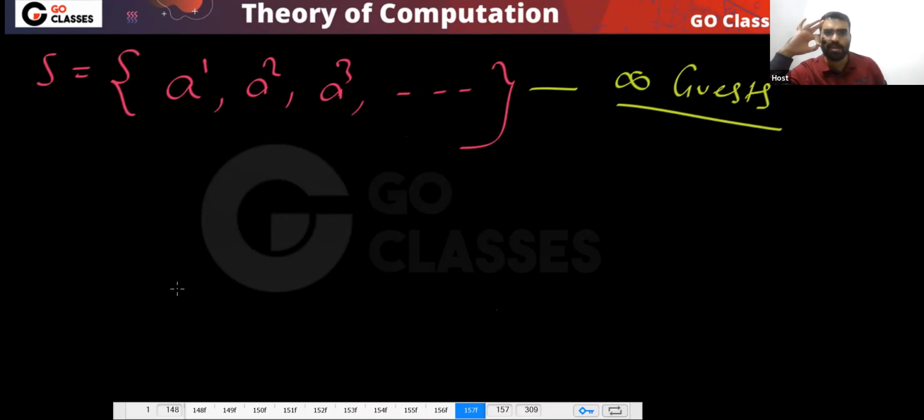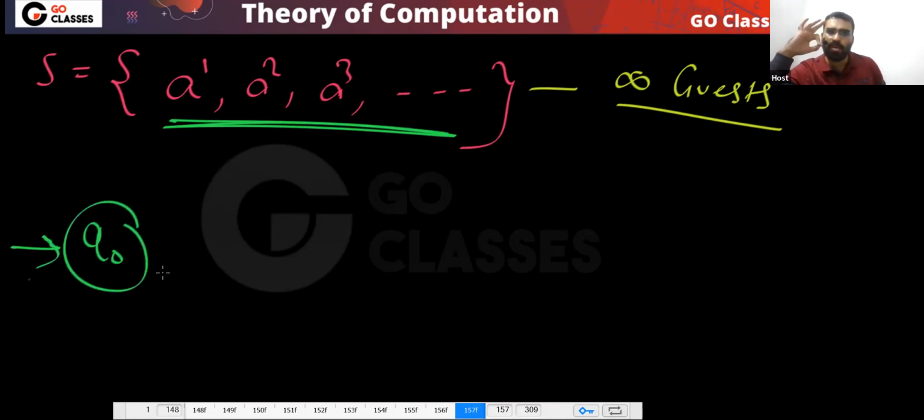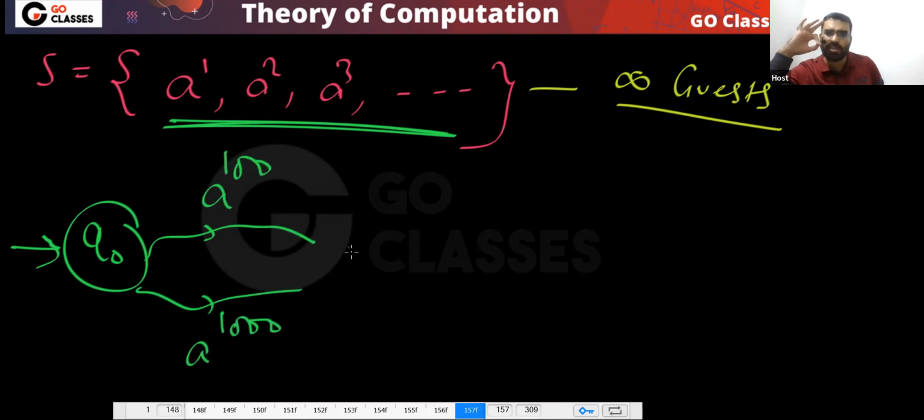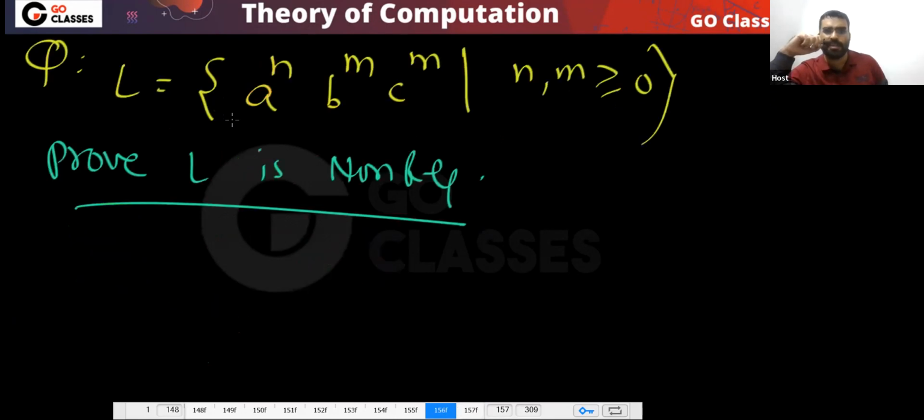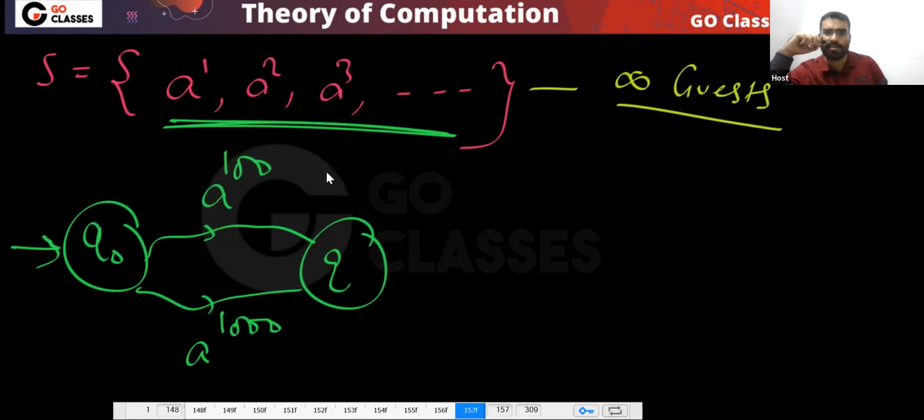What is the reason? There is no problem. From q0, if any of them go to the same state, like a power 100 and a power 1000, is there any problem? No problem, because ultimately the number of a does not matter in this language. So if they go to the same state, is there any problem?